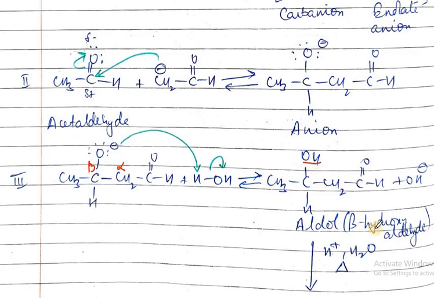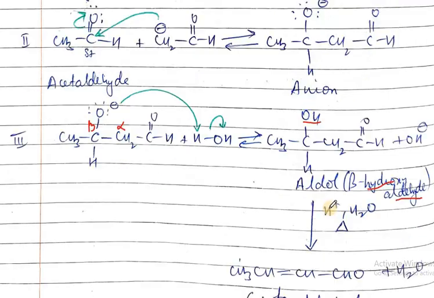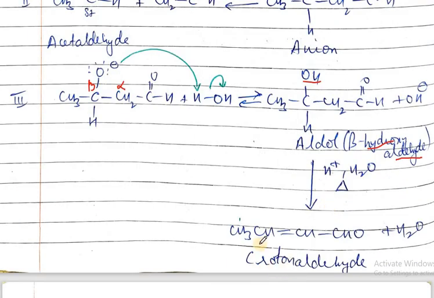So the beta hydroxy aldehyde is formed, and then when this beta hydroxy aldehyde is heated, it gives the alpha beta unsaturated aldehyde. This carbon is the alpha carbon and this carbon is the beta carbon, so we get the alpha beta unsaturated aldehyde.